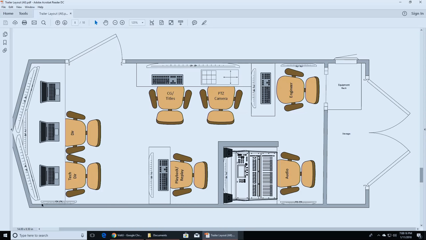I also added, somewhere along the line here, the 22-inch touchscreen. It actually ended up being a 24 next to the technical director for things like calling up macros, loading graphics into the switcher, that kind of thing, or just having a second screen for controlling the switcher software, should that be needed, or even audio. You know, could even do audio from there.